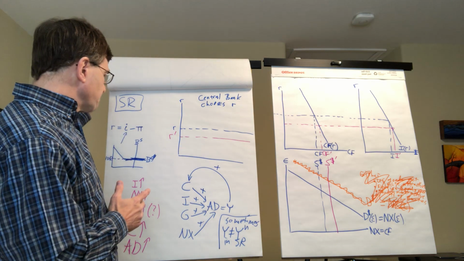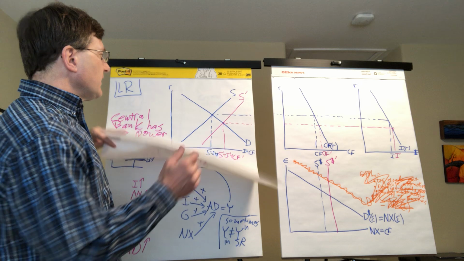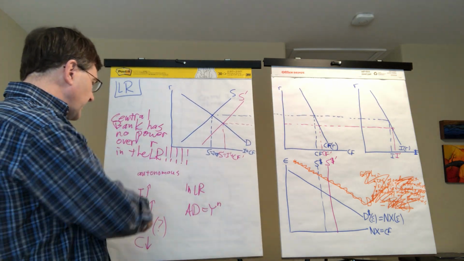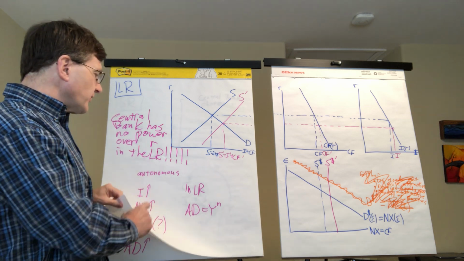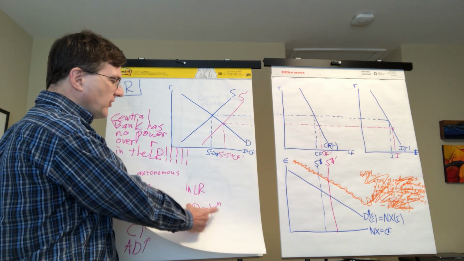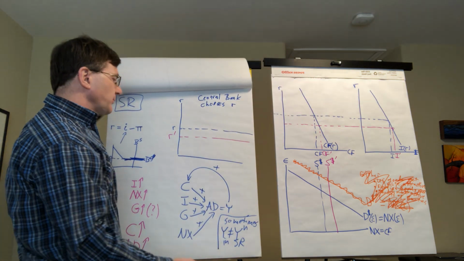And I guess the other thing I should say is that in the long run story, where the beginning was the shift out in the saving curve, consumption went down just as much as these other three components of investment, net exports, and government purchases went up, and we know that has to be the same amount because in the long run, aggregate demand ends up equal to the natural level of output.